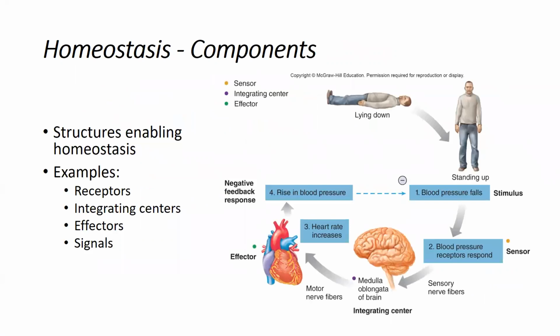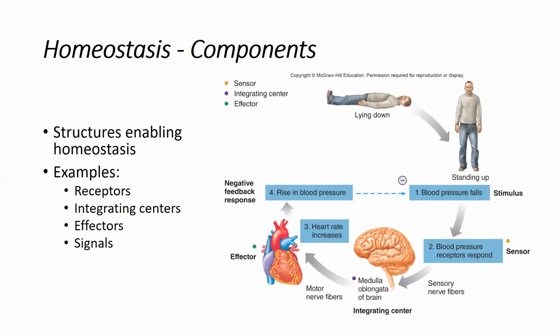All right, now let's talk about some homeostasis components. These are basically structures that enable us to bring about homeostasis. These are structures found in the body that are basically the players in the game of homeostasis. These are the ones that are going to bring about that signal and that change. There are receptors, also called sensors. There are integrating centers, which are usually in the brain. There are effectors. They're going to bring about the change. And then there are signals. Signals are basically forms of communication.